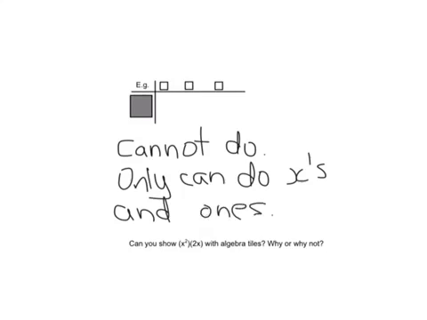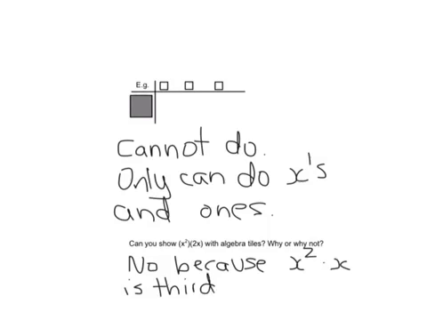Alright, let's try this example here. We have x squared times 2x squared. Well, what did I just tell you? I just told you that we can only do x's and 1's. And I have an x squared, so no, I cannot do this. And the reason is because it would have to go into the third dimension. Algebra tiles only show 2 dimensions. So no, because x squared times x is third dimension, which would mean we would need a whole bunch of cubes, and that would really complicate things.